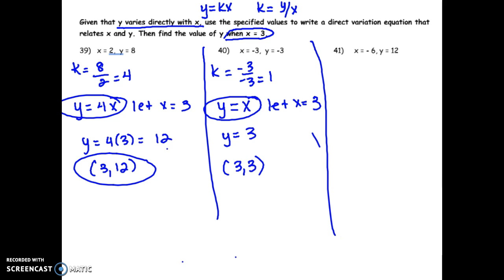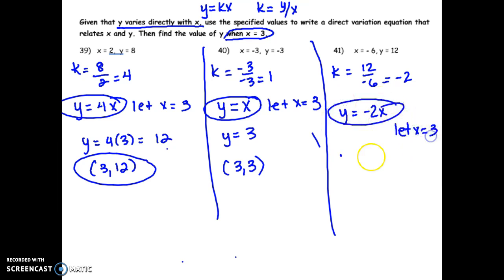Okay, moving on to number 41. If we divide, our k is going to be equal to 12 divided by negative 6, which is negative 2. So y is equal to negative 2x. And there's our equation. We let x be equal to 3. Y is going to be equal to negative 2 times 3, which is negative 6. So an input of 3 gives us an output of negative 6.